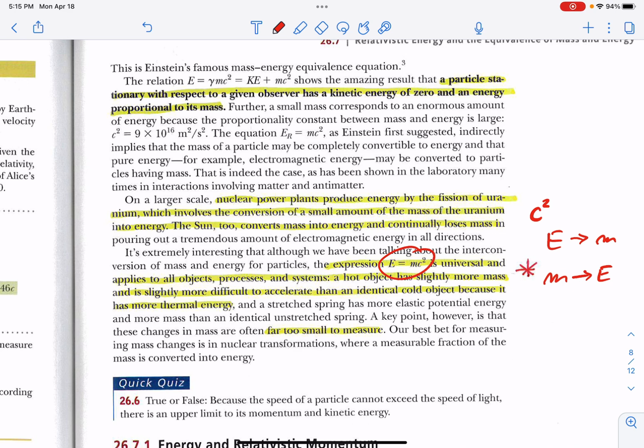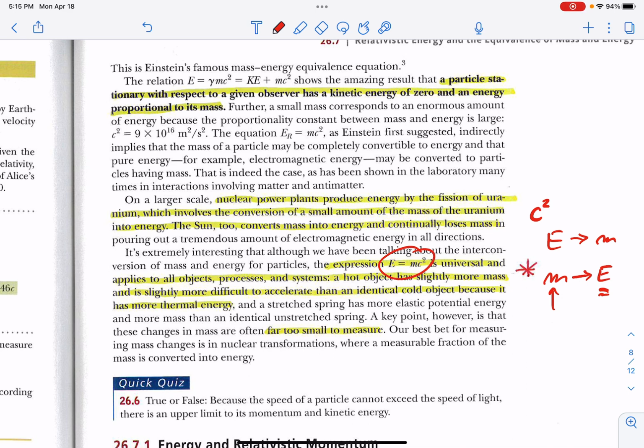In a nuclear reactor, for example, we take our fuel, often a 5% concentration of uranium-235 or some plutonium-239, and we see that some of that mass is converted into energy to generate electricity.